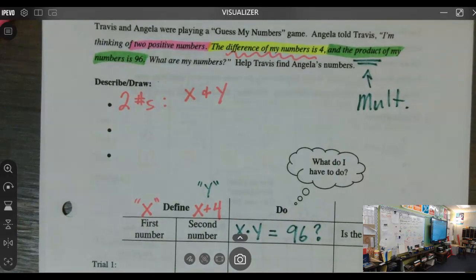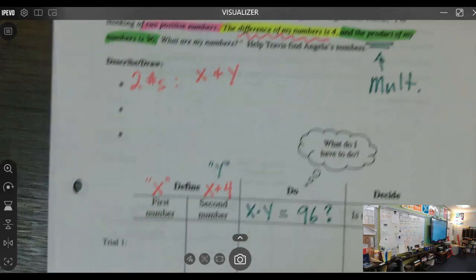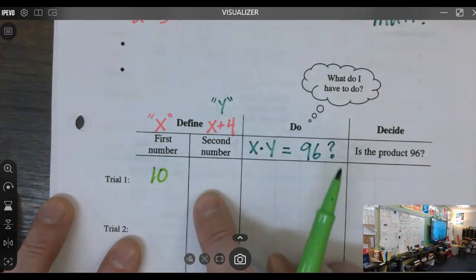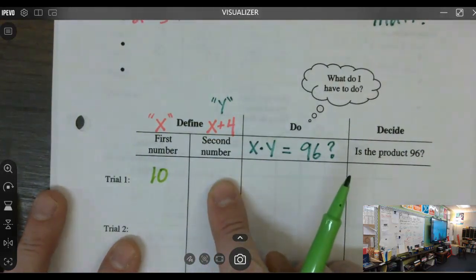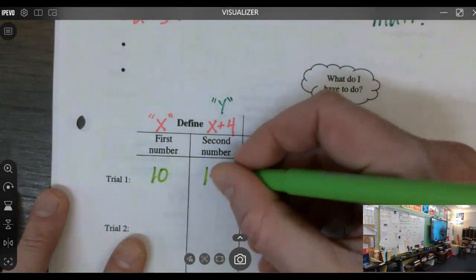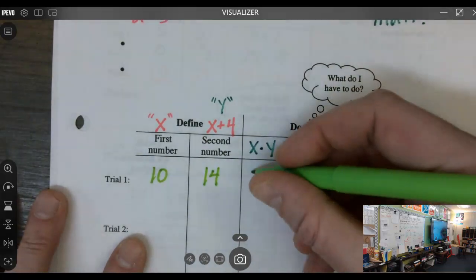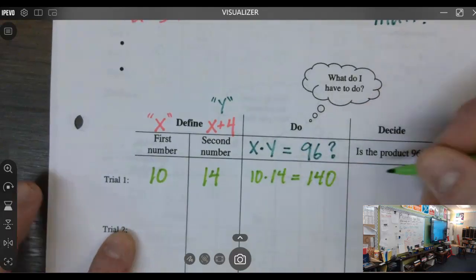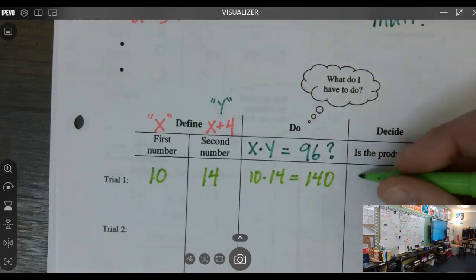Anyone want to make our first guess? Your first guess, you can just throw at the wall and then see if you're too high or too low. 10. Wait, no, 9. I liked 10 better, because 10 feels like a nicer number. So if my first number's 10, what's my second number? 14, because we need a difference of 4. What's 10 times 14? Are we too big or too small?